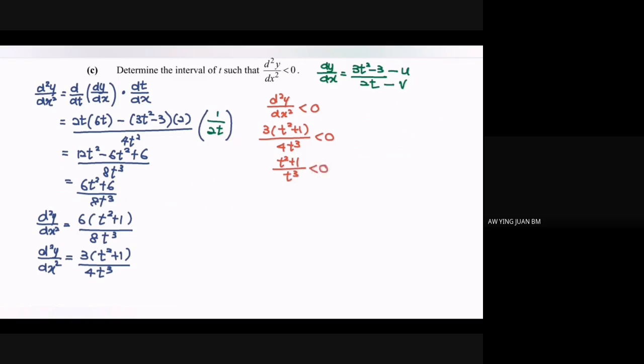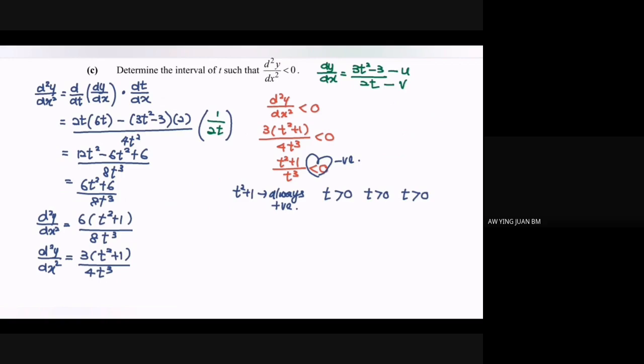So as we all know, this is a simplest form and this is an inequalities. So the sign would be a negative sign. So t squared plus 1 is always positive. And for t cubed, we can split it into 3 factor, which will be t greater than 0 for 3 times. We have to assume positive.